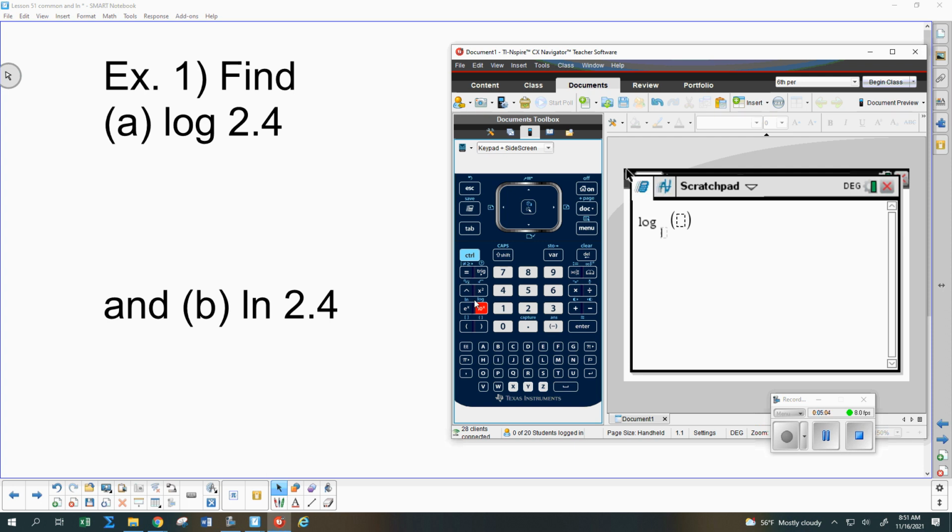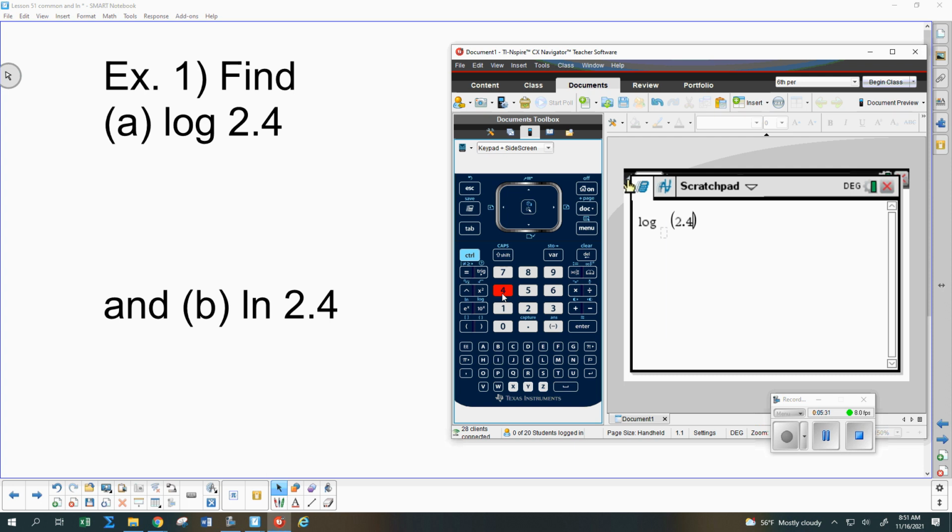Notice my cursor's automatically in the spot for a base. But if I'm trying to enter log 2.4 and I just go ahead and hit the 2.4, it thinks it's the base. So what I have to do is either actually type in a 10 or hit my cursor and go to the main box and then put in the 2.4.